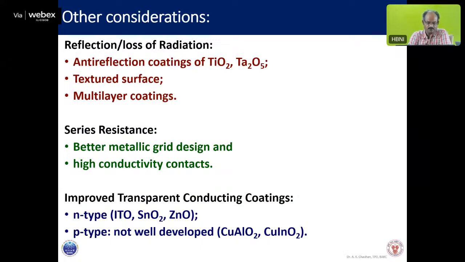Then for series resistance, if we have better metallic grid design and high conductivity contacts, then the series resistance of the solar cells can be reduced. For the improved transparent conducting coatings, typically for N-type, we have ITO, SnO2, zinc oxide. For P-type, we have materials like copper aluminum oxide or copper indium oxide, but they are not well developed. So these TCOs are normally used on the N-type side only.